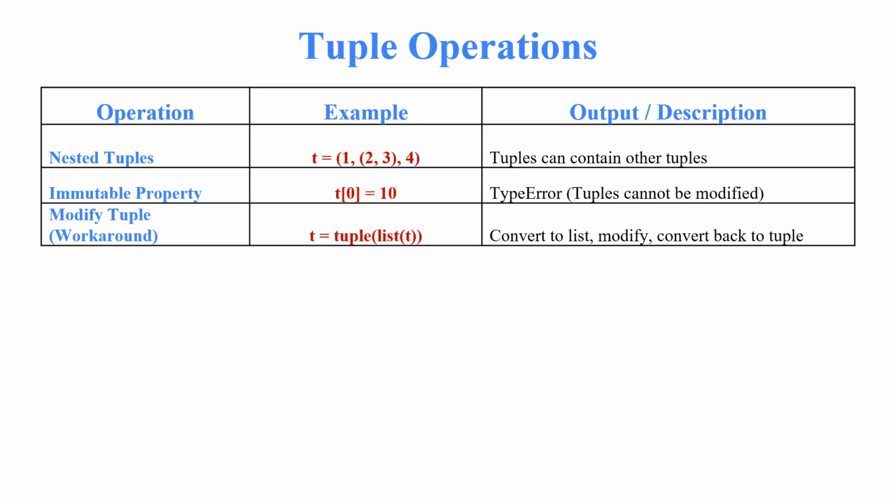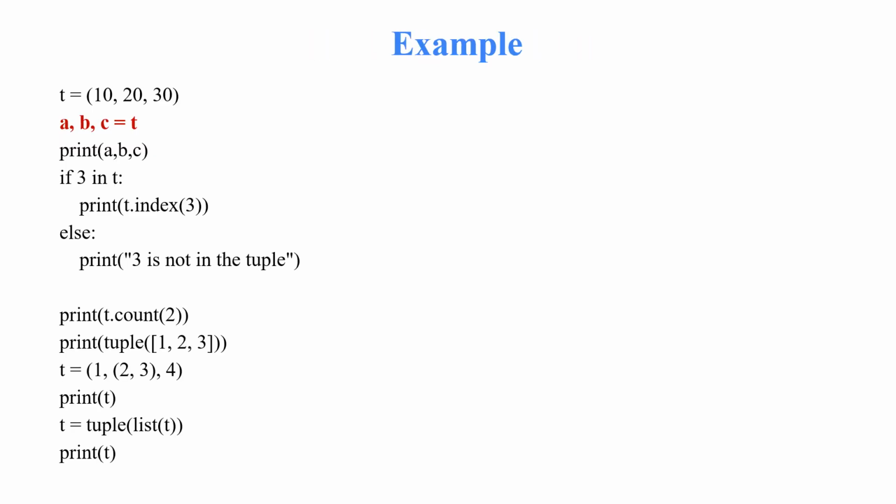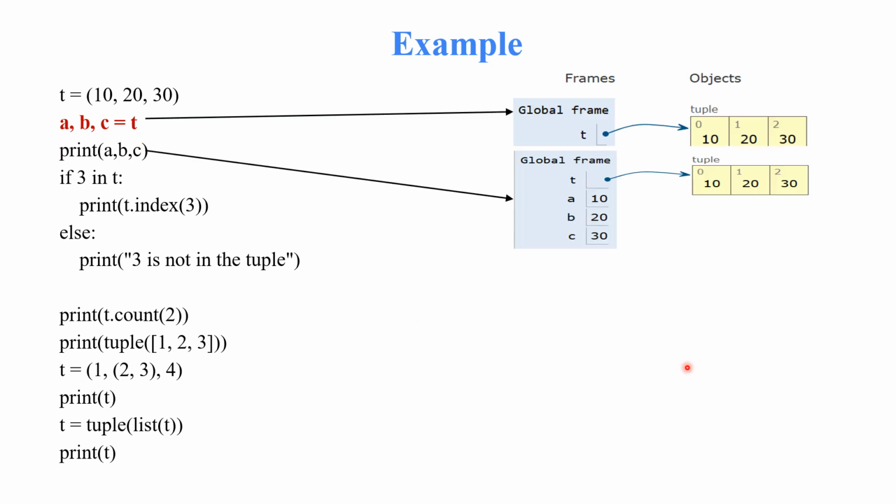Now we will see an example to understand all the things we have discussed so far. We are creating a tuple t is equal to 10, 20 and 30. Now this is called unpacking or tuple unpacking. We are assigning a, b, c equal to t, which means the elements inside the tuple will be assigned to the variables. You can visualize that here. 10 is allotted to a, 20 is allotted to b, and 30 is allotted to c.